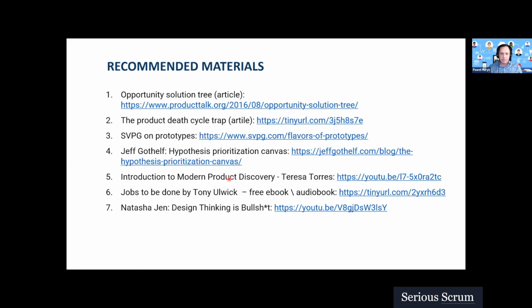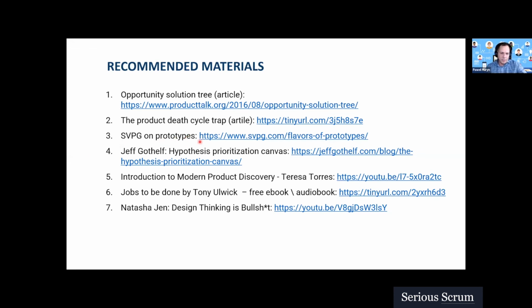There are some recommended materials. The first one is the Opportunity Solution Tree, the whole article about the Teresa Torres approach, which is also described in Continuous Discovery Habits. Then the Product Death Cycle Trap article, where you can read more about why we shouldn't allow customers to design the solutions. There is the Silicon Valley Product Group, the company of Marty Cagan, where he described in detail different types of prototypes.